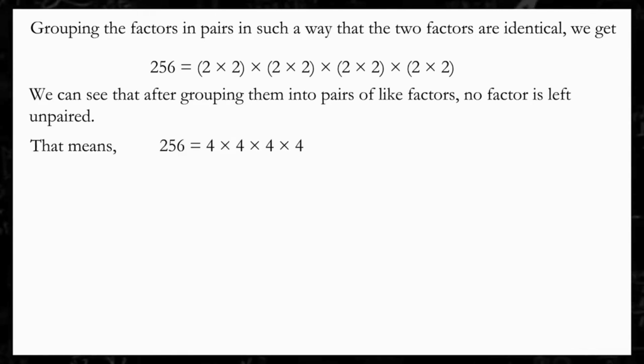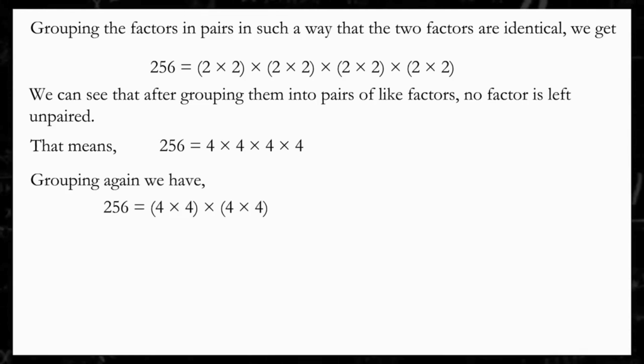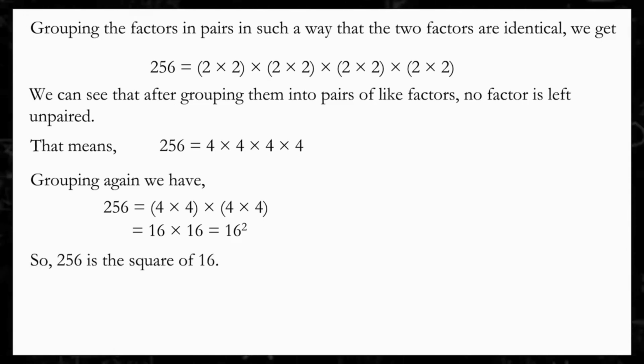That means 256 is equal to 4 into 4 into 4 into 4. Grouping again, we have 256 is equal to bracket 4 multiplied by 4, into bracket 4 multiplied by 4, which is equal to 16 into 16, which is equal to 16 square. So 256 is the square of 16.